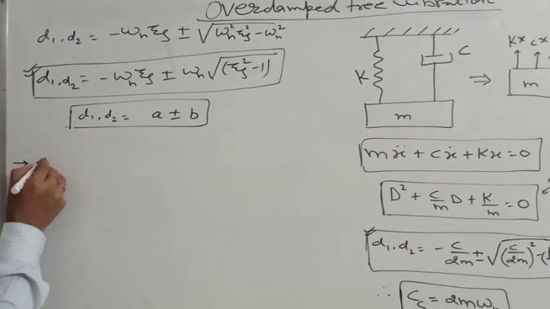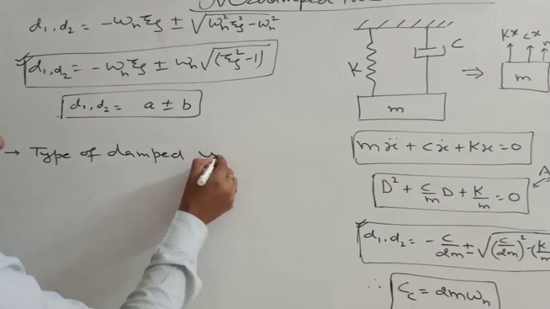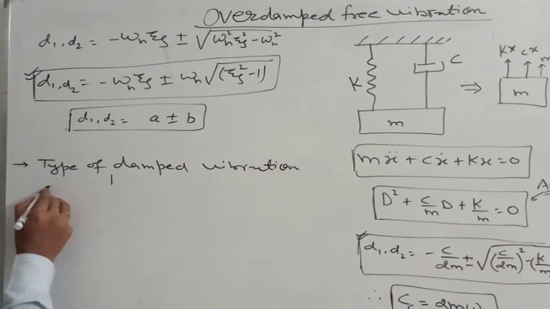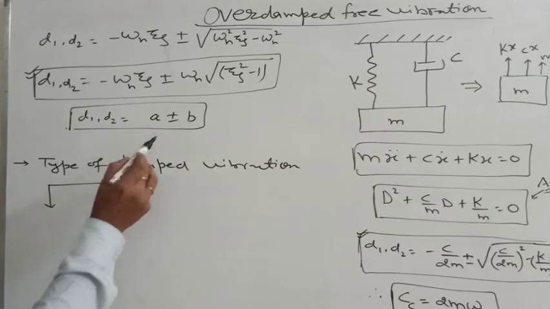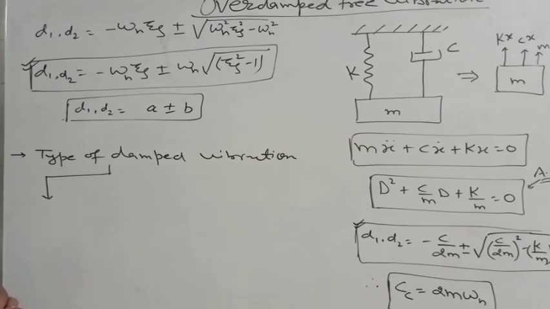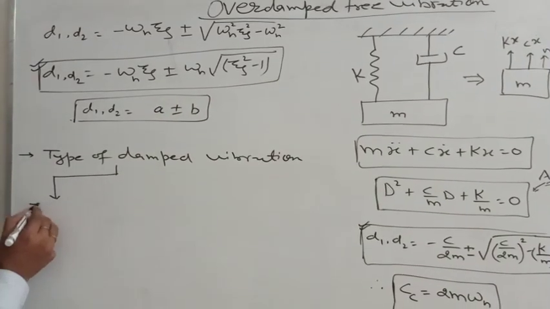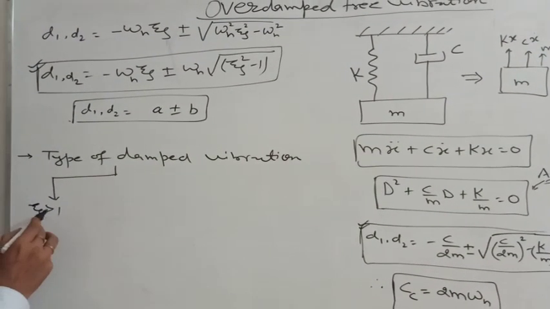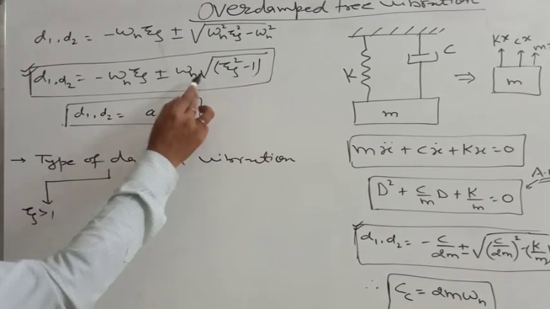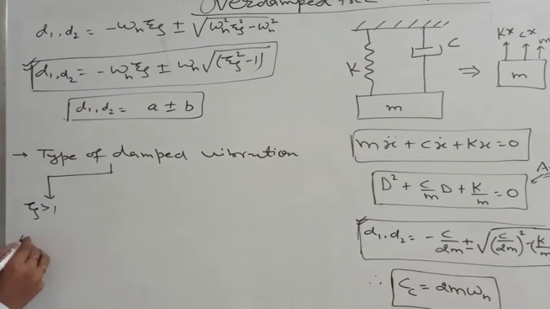The types of damped vibrations are defined on the basis of this factor zeta. We can define the various types of damped free vibration. If the value of zeta is greater than unity, then from this it is clear that this term is positive. That's why the roots are real and negative, and the condition is known as the overdamped system.